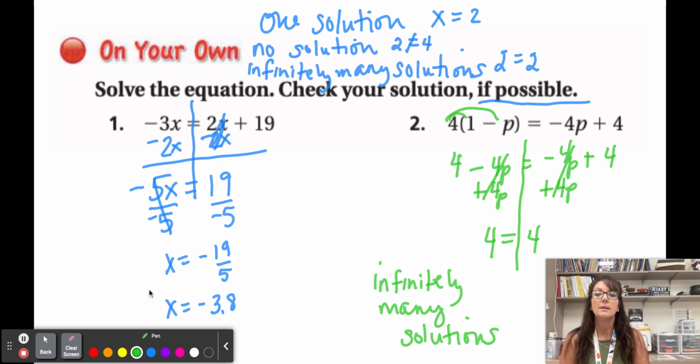Okay. In this situation, we could check our work and know that we got it right. In this situation, you probably don't want to, but just double check. At this point, when we rewrote it, we could see that this is the negative term, that's the negative term, this is the positive term, that's the positive term. It's the exact same thing on both sides. That's how we know it's going to be infinitely many solutions.